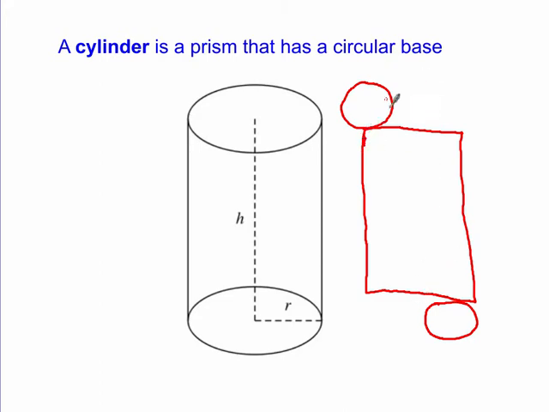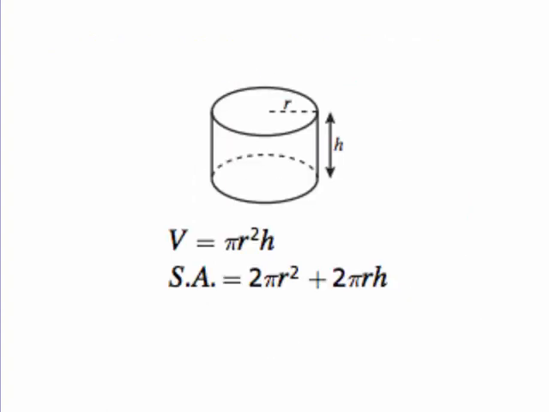A net is simply when I take a 3D shape and peel it apart into 2D shapes. So you can see that this cylinder can be turned into two circles and a rectangle. So it is a prism, basically a prism with circular bases. Okay, so let's look at some formulas.